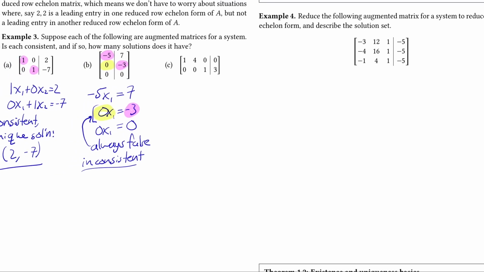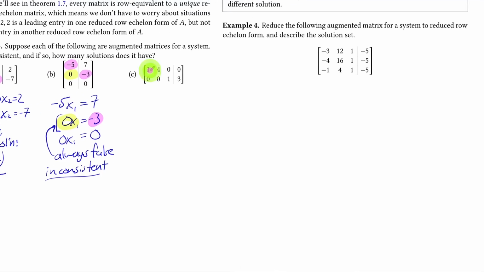Okay, let's look at C. This one's a little bit more complicated. We already talked about in the last video how you can tell this is already in reduced echelon form. So there's no more row reduction or Gaussian elimination that you can do. So let's just translate it to a system of equations. We have 1x1 plus 4x2 plus 0x3 equals 0. And the last equation is just 0x1 plus 0x2 plus x3 equals 3.